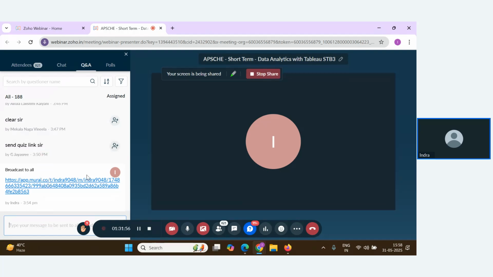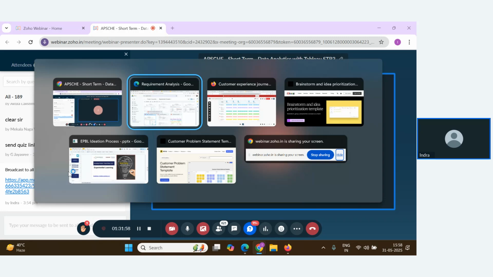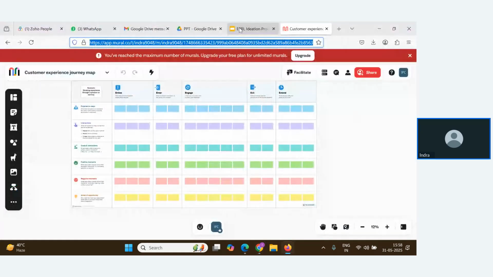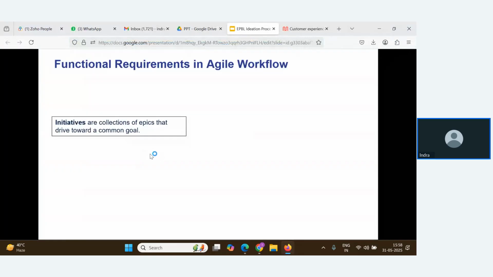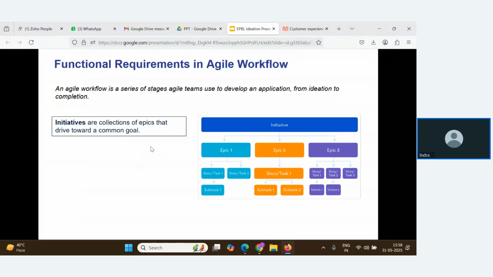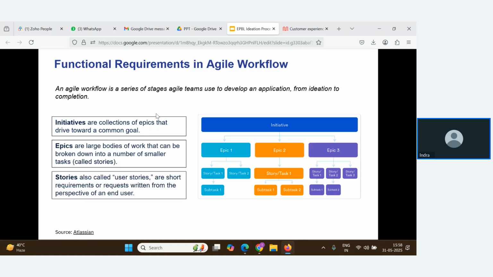All right. Now move to the next one. Where is that template? Yeah, here. User stories. Before user stories, you have something called functional requirements in agile workflow. Here we are explaining about the functional requirements. It is a step-by-step process for creating and delivering your project in an agile development environment.